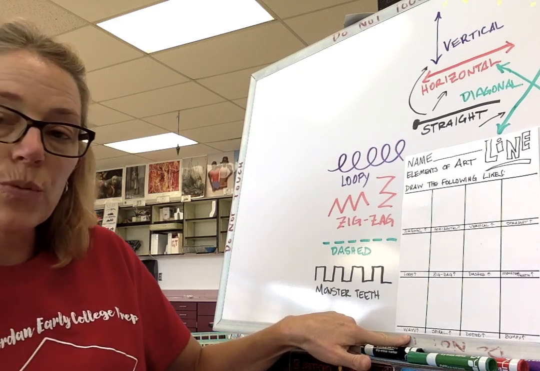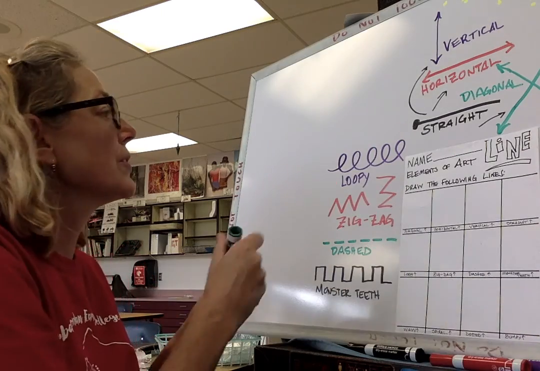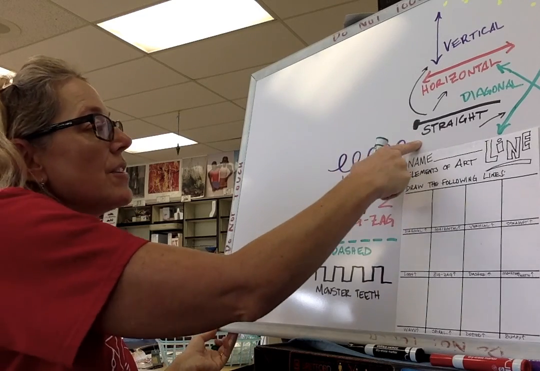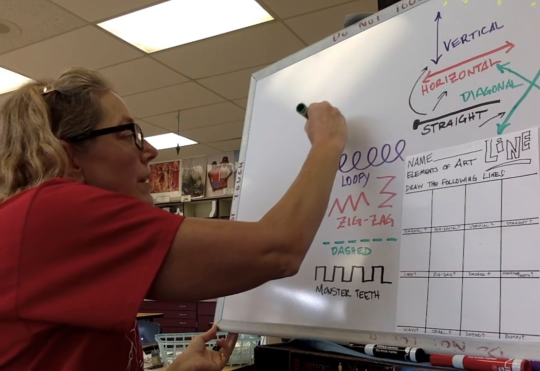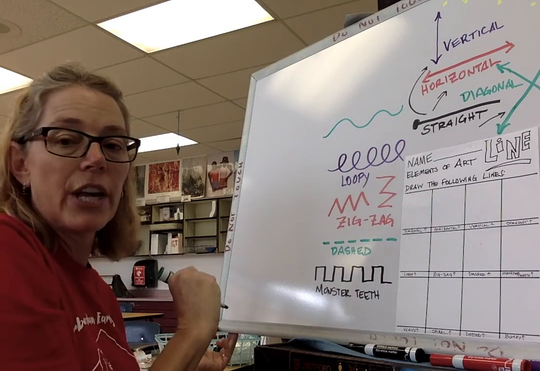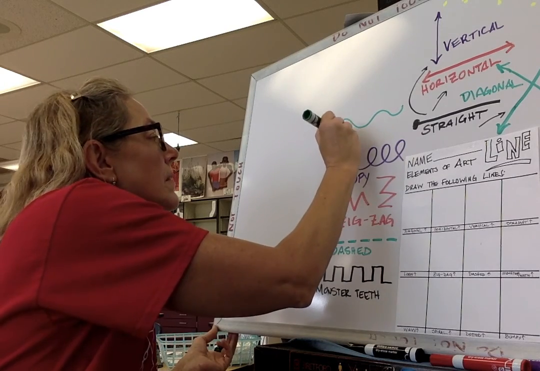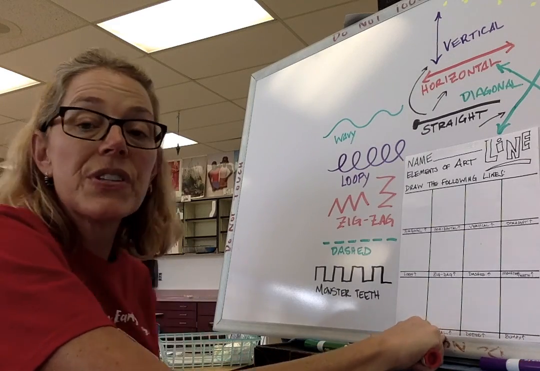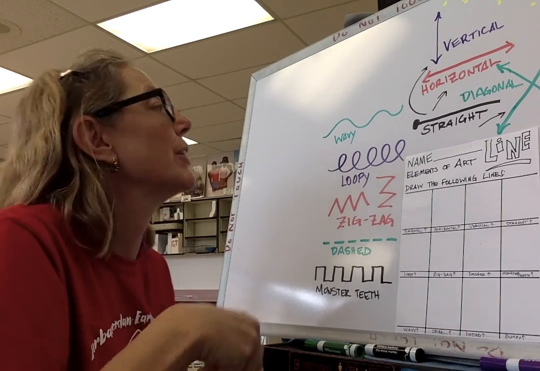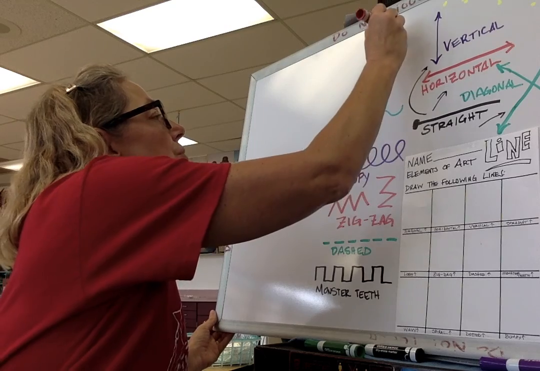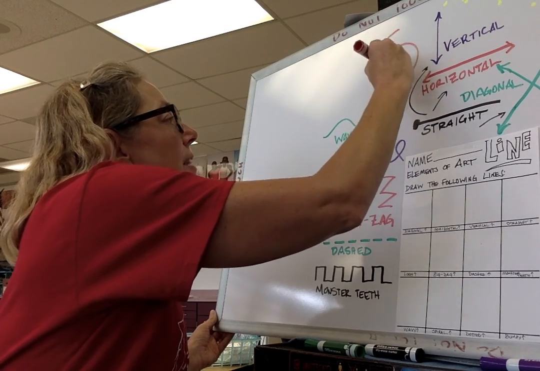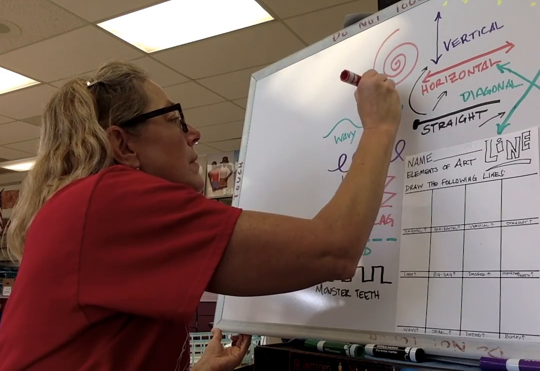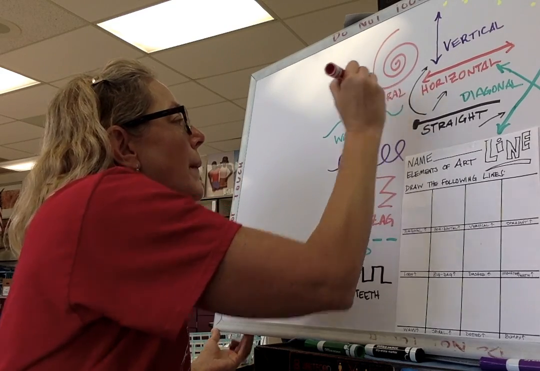Okay, next one says wavy. So let's do some wavy lines. Now wavy is not loopy and it's not straight. It's somewhere in between, sort of like ocean waves. All right. Next one says spiral. Oh, how fun. So a spiral is like a circle that never closes. So let's write spiral.